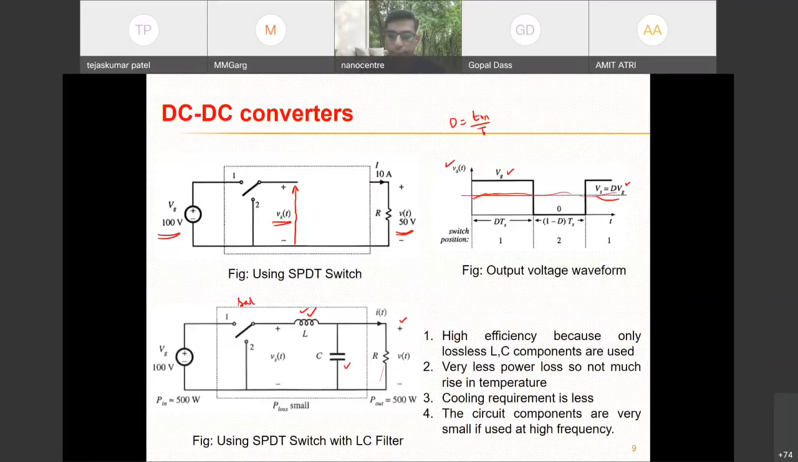Now, what about the components L and C? In the ideal case, L and C are both lossless, so there will be no power loss here. And what about the switch? Previously, when we used the transistor in the active region, there was power loss. But when the switch is on, it is in the saturation region, and when it is off, it is in the cutoff region. So in both regions, ideally power loss is zero, and practically power loss is very low.